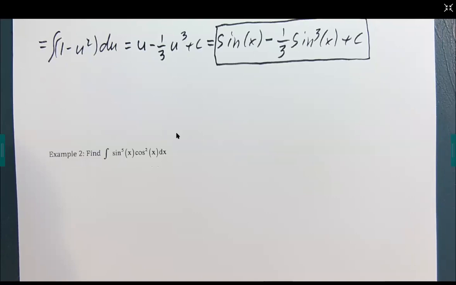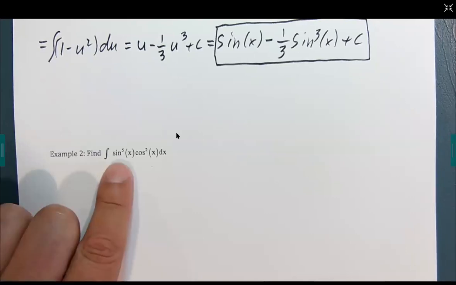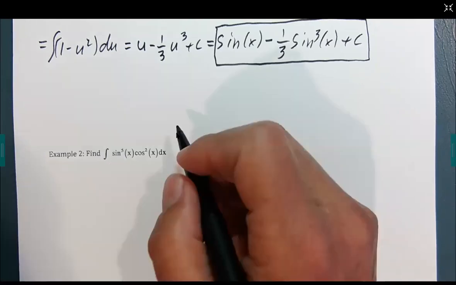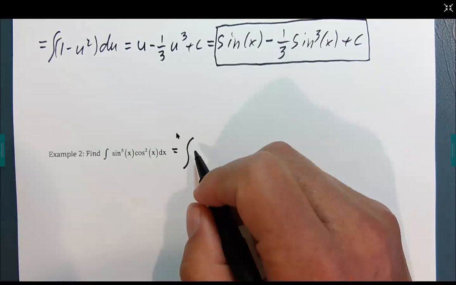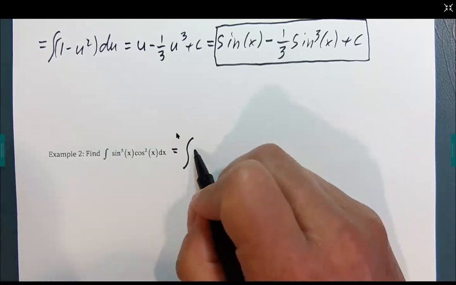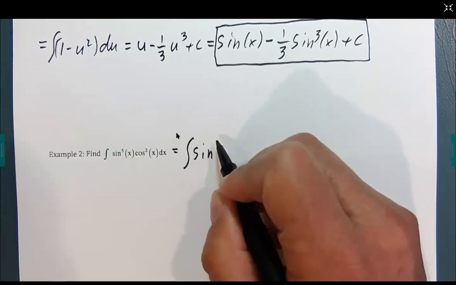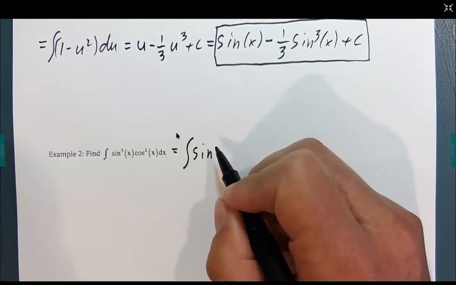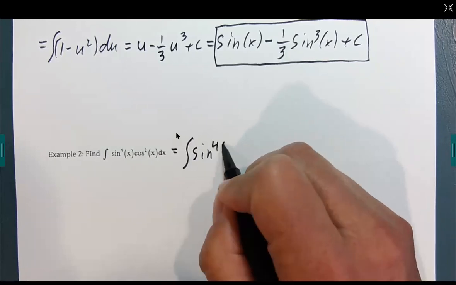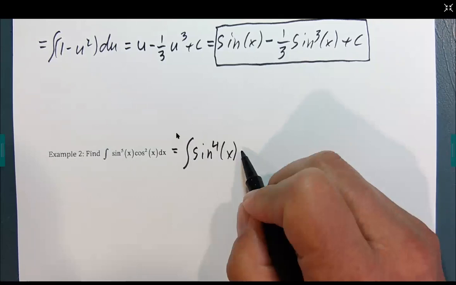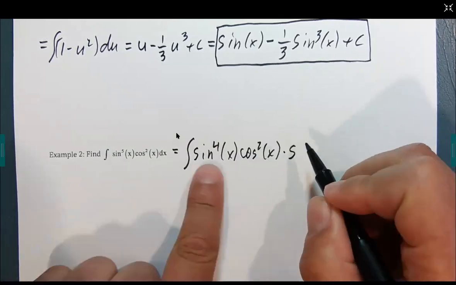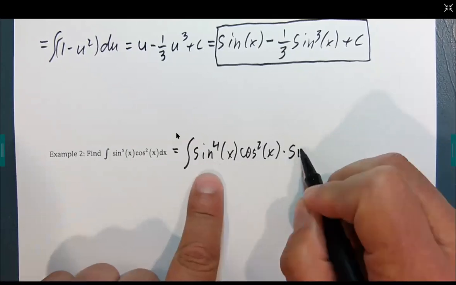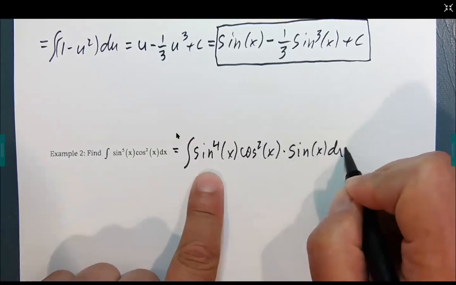So for this one, what I'm going to do is notice that I can save off a sine x, which is sort of the derivative of cosine x. So sine to the fourth x cosine squared x. And now I'm going to save off one of those because it was to the fifth here, sine x dx.